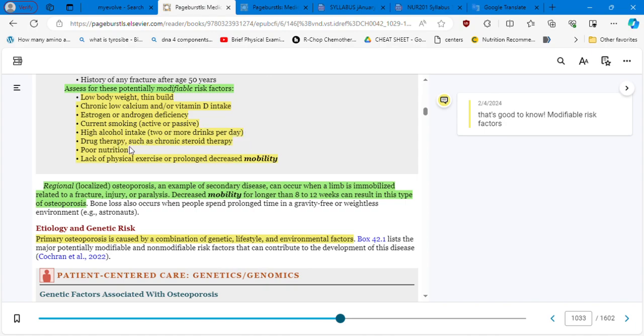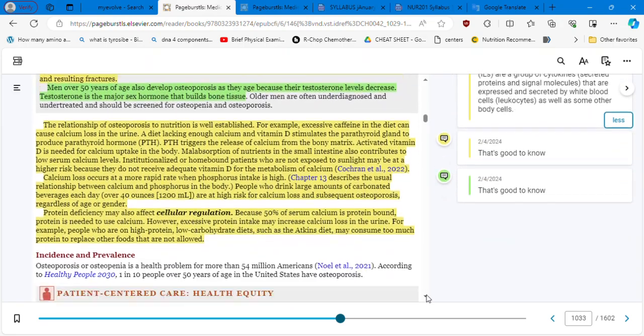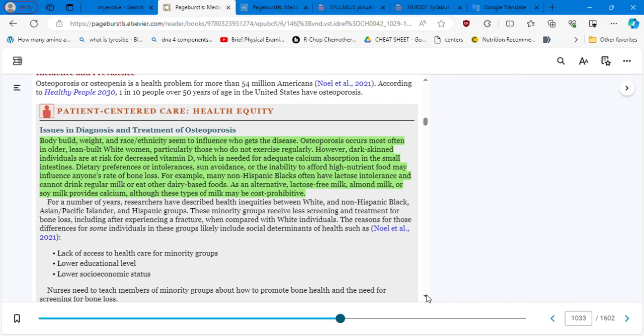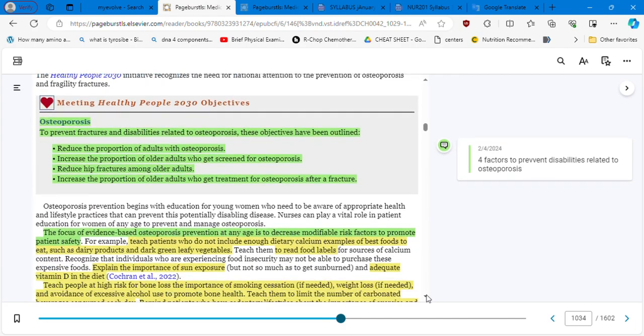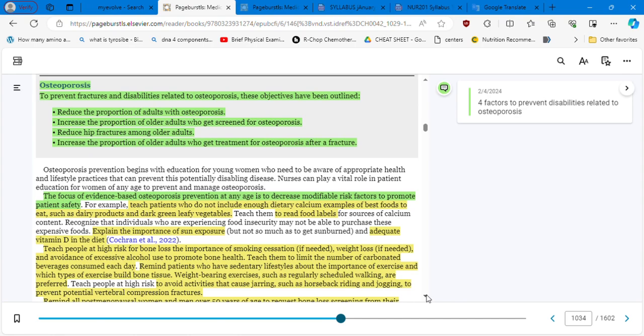Reduce the amount of drug therapies like steroids if possible. Get better nutrition and increase mobility. Stop being sedentary and start dancing, moving, walking, riding your bicycles. Okay, so the focus is to change the modifiable risk factors.